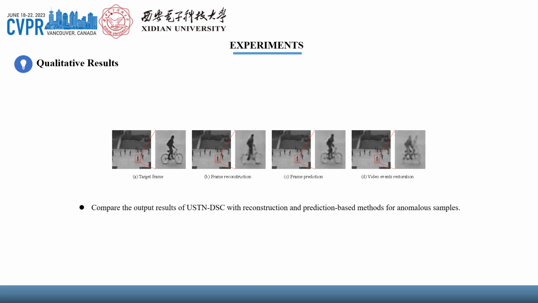This figure shows the results of video frames restored by our method compared with the output of existing reconstruction-based and prediction-based methods. It can be seen that the frames of the anomalous samples restored by our method have much larger distortion and deformation errors in the anomalous region compared to the output of the previous two methods.